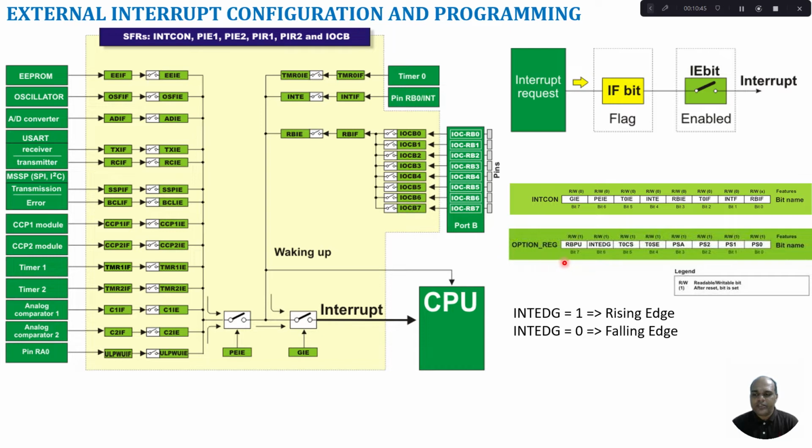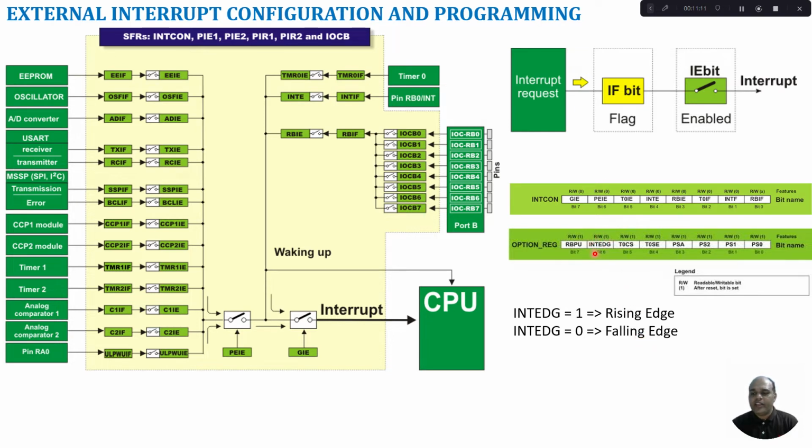In the option register, I have bit number 6, which is INT edge, which decides whether my interrupt should occur on the rising edge or falling edge. If I put INT edge to be 1, then the interrupt occurrence will be during the rising edge. 0 means it will be during the falling edge. Rising edge means the voltage will vary from 0 to 5 volt. Falling edge means 5 volt to 0 volt, it will make a transition.